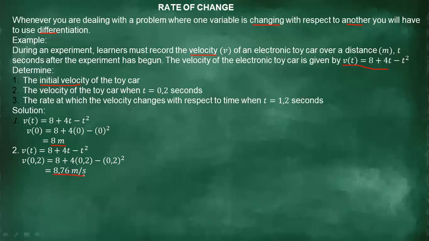All right. The third question says the rate at which the velocity changes. Remember, once it starts changing, we have to do differentiation, where time is 1.2 seconds. You write the equation, then you derive it, and it's going to give us 4 minus 2t. Therefore, where you see t, you substitute with 1.2, and the answer is 1.6 meters per second. So that is the rate of change.